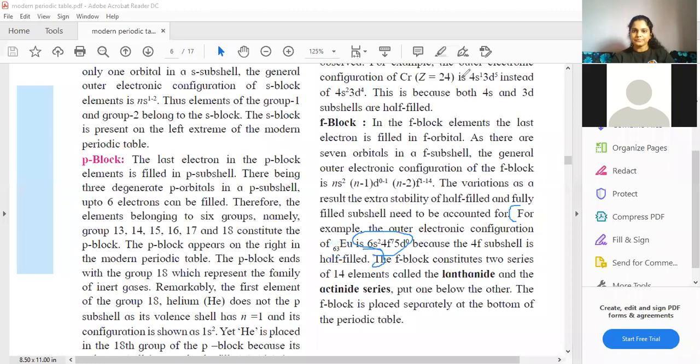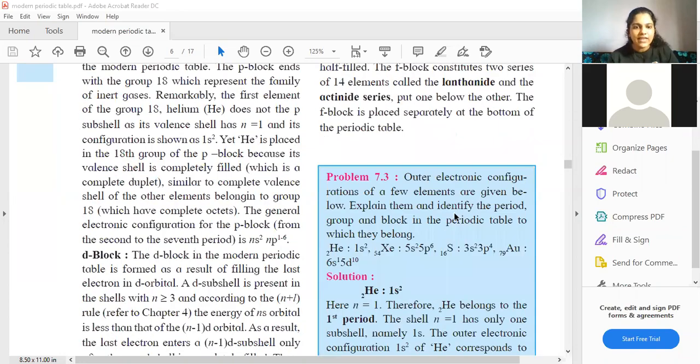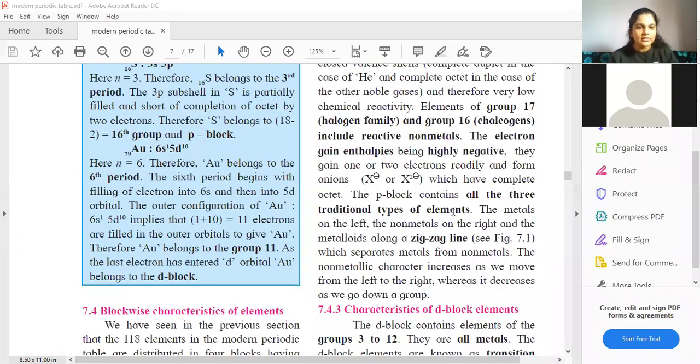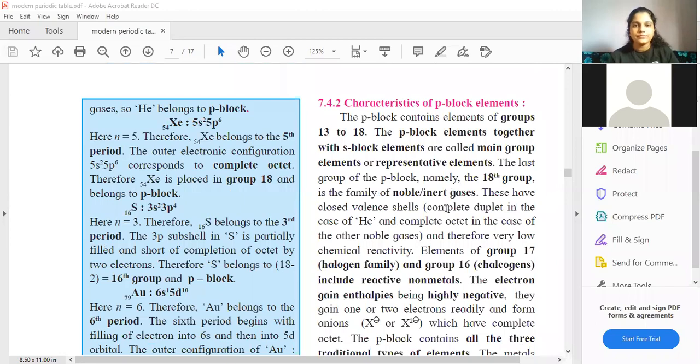Alright, and in this last point, the f block constitutes two series of 14 elements. The first is lanthanoid and the second is actinoid. The f block is placed separately, so the position you all already know. Let me see if there are any elements given so that you can understand.